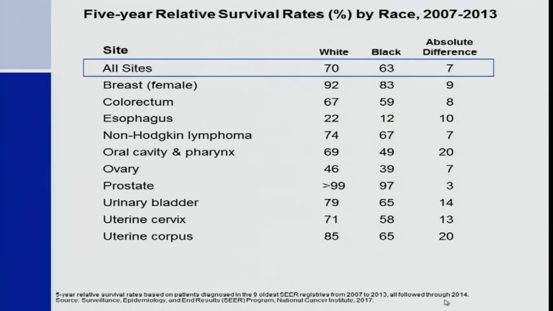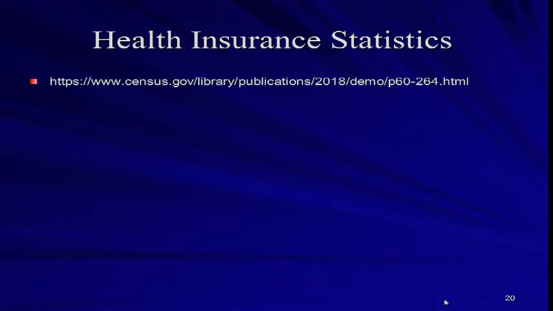Then the 5-year relative survival by race. That means race is also a factor. For all sites, Caucasians are about 70% and 63%, about a 7% difference. The reason underlying may be genetics, may be lack of access to care, or whatever else may cause it. You can see the difference here is about 20%, and this also has 20% differences. Then we talk about health insurance statistics.